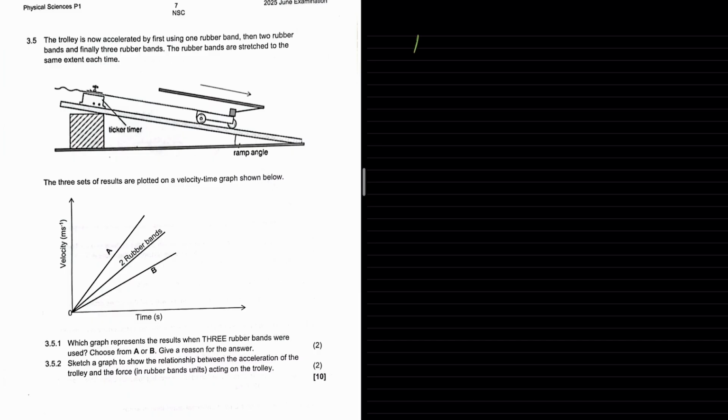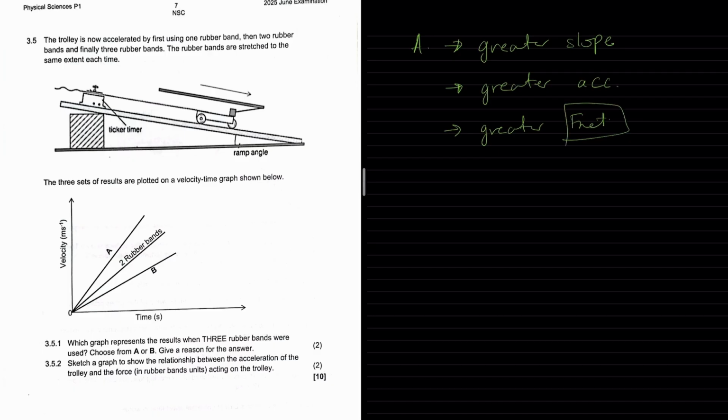So I'm going to choose A here. Why am I going to choose A? Because A has a greater slope, right? And a greater slope means a greater acceleration, right? Why would there be a greater acceleration? Because there would be a greater F net. Or you could say the other way around. Greater F net because there's now much more force because there's 3 rubber bands.